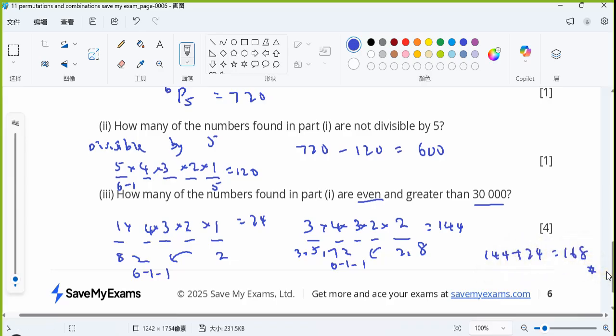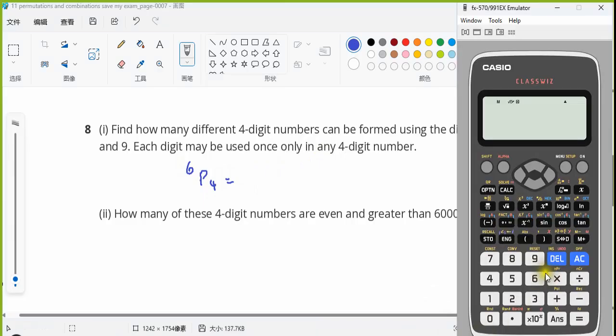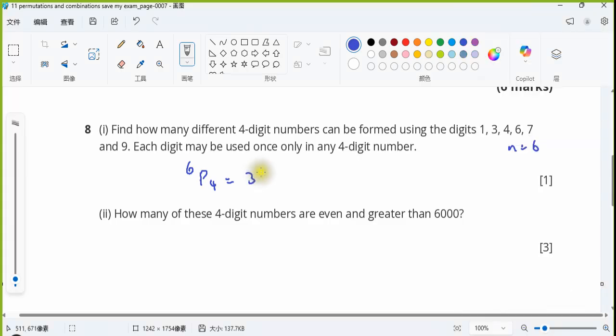Okay. Question number 8. Find how many different 4-digit numbers can be formed using 1, 3, 4, 6, 7, and 9. 4-digit number. So we have 6P4, which is 360.